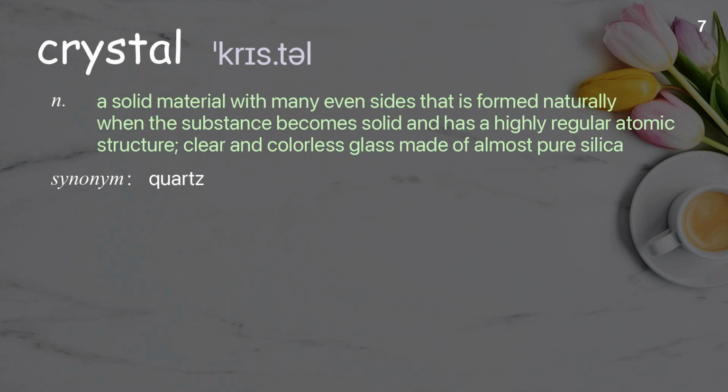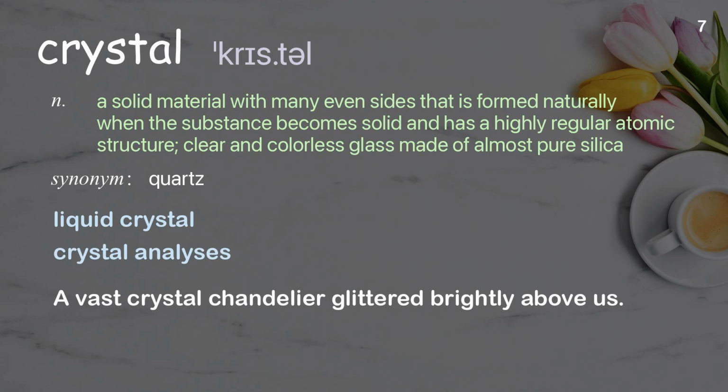Crystal. A solid material with many even sides that is formed naturally when the substance becomes solid and has a highly regular atomic structure. Clear and colorless glass made of almost pure silica. Examples. Liquid crystal. Crystal analyses. A vast crystal chandelier glittered brightly above us.